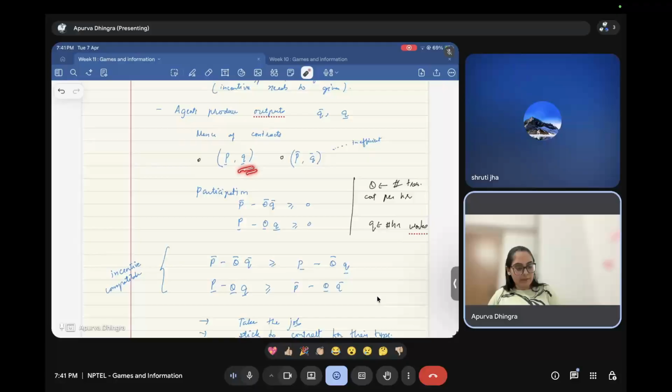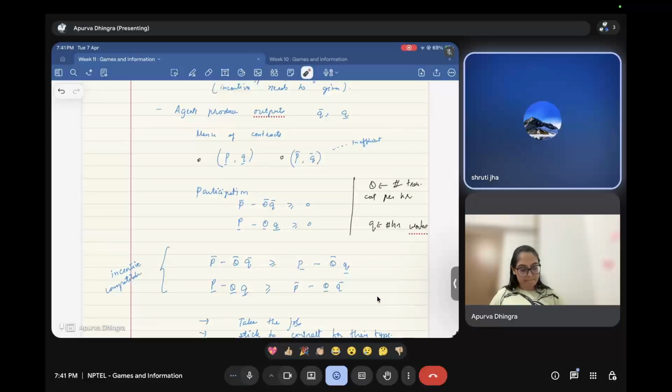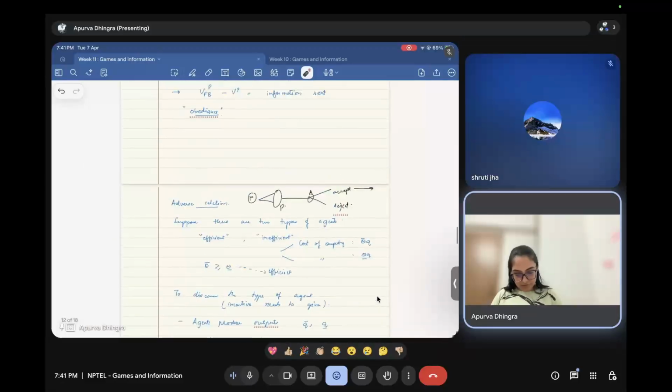On the other hand, this player, because he's a hardworking and efficient player, should choose a contract that pays him accordingly, and he's willing to do that amount of work. So this is captured through this incentive compatibility condition. Okay, perfect. So this covers adverse selection.